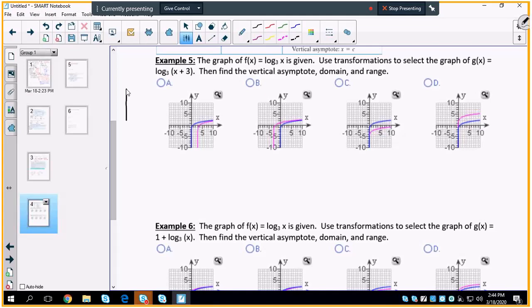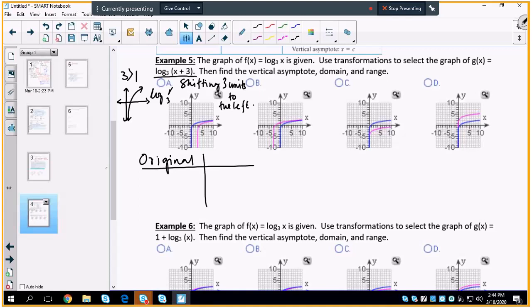Remember, log of x to the base 3 looks like this. That's the basic graph. 3 is the base, and that's greater than 1. So this is the basic graph for the function log of x to the base 3. Now this means shifting 3 units to the left. That means you are subtracting 3 from your x coordinates. So see, original versus changed, and I'm going to do the exact same work that we have done in the exponential function.